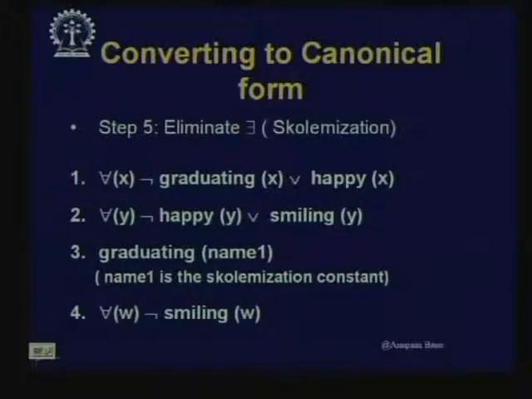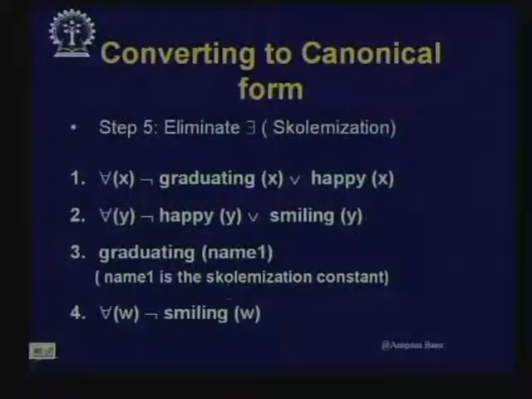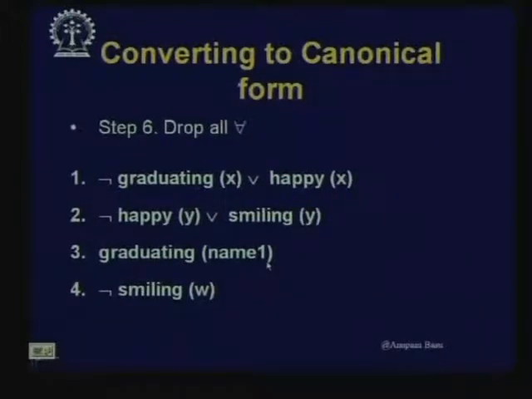In the last lecture we had also shown that in some cases we replace it not with a constant, but with a skolemization function. Like in that prime divisibility case, we had selected a function PD, if you recall. Now, so we have removed the existential quantifier. That was step 5. What is the 6th step?